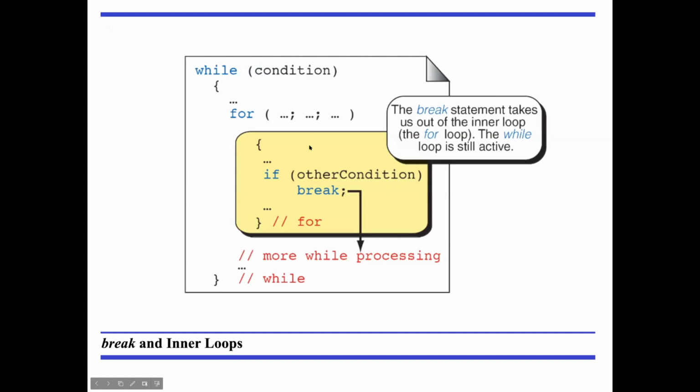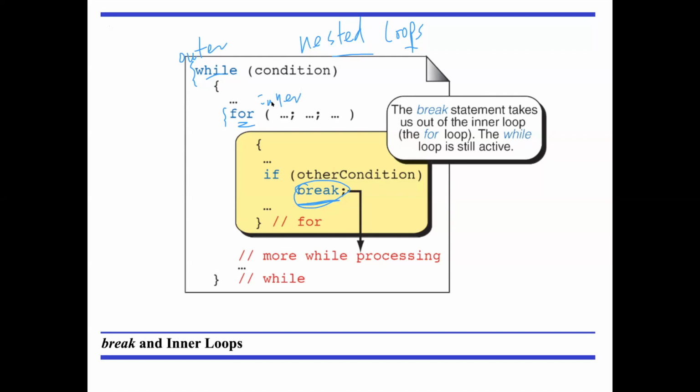Let's talk about break. You might have seen this break keyword in the switch case, when we discussed that earlier. So break is used to break out of a loop. What you see here is a while loop and a for loop, so what we have is essentially nested loops. The while loop is the outer loop, and the for loop is the inner loop.